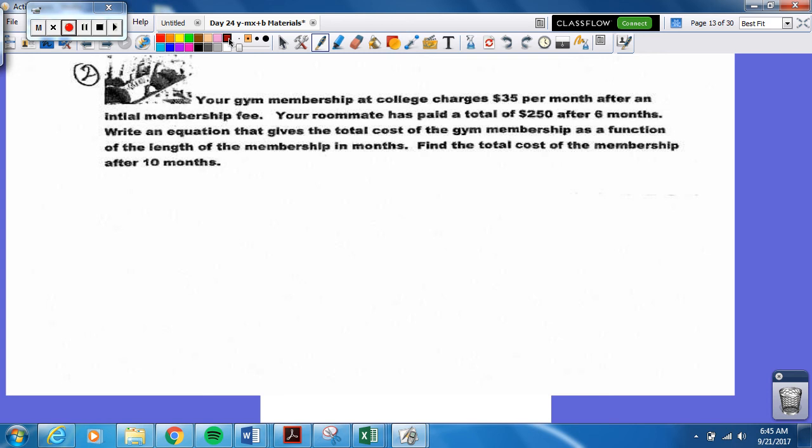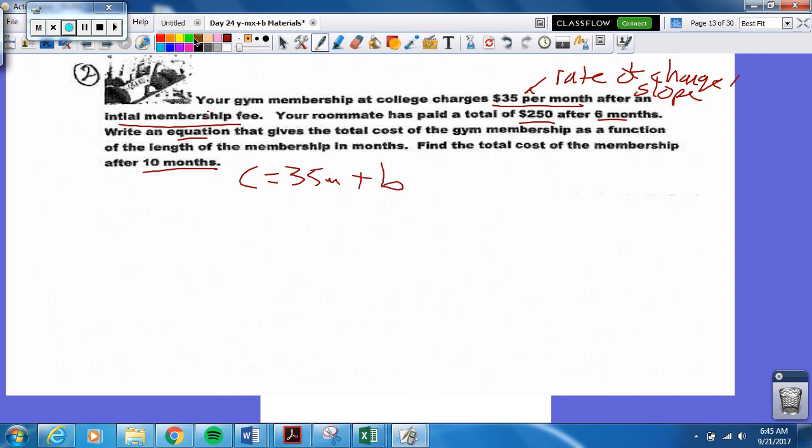Let's try it. Your gym membership at the college costs $35 a month after initial membership fee. Okay, so this is your rate of change or your slope right there, and we're looking for the y-intercept. Your roommate has paid a total of $250 after 6 months. Write an equation, and how much is it after 10 months? Got it. Okay. So the cost equals $35 a month plus that initial fee. That's what I'm trying to figure out. And we have the point.